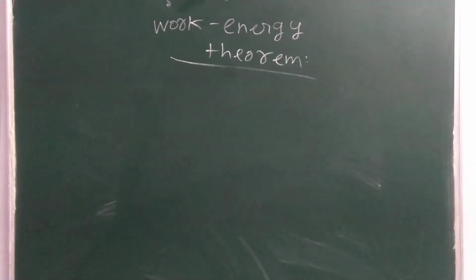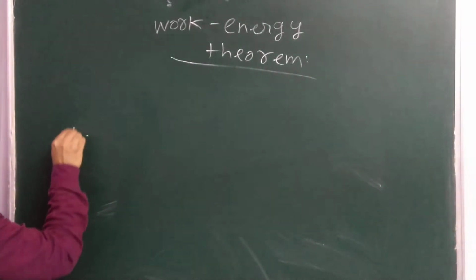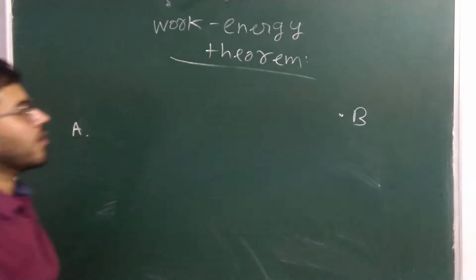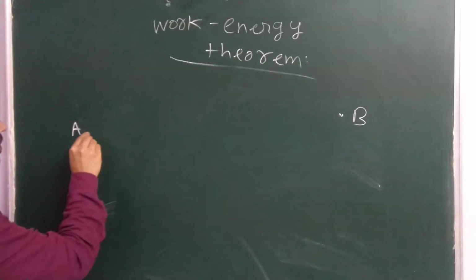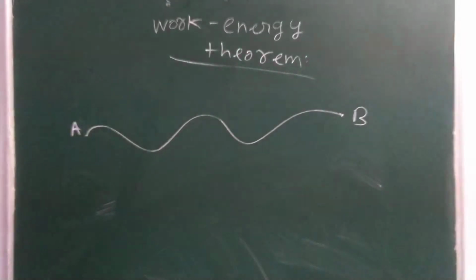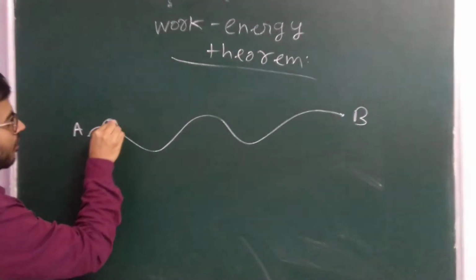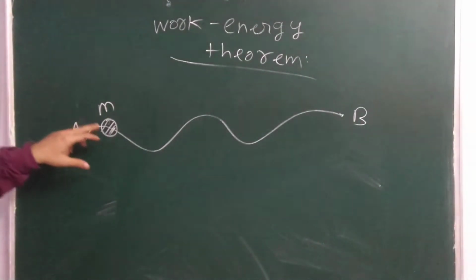So, what the work energy theorem says is, let's say that you have 2 points in space. Very general case I am considering. All right. Let's say I have 2 points in space anywhere, and you are considering a path along which you are taking, let's say, a particle of mass m, which is being moved along this path.